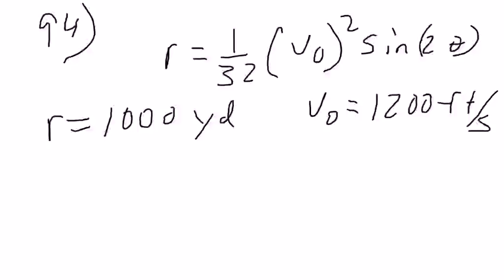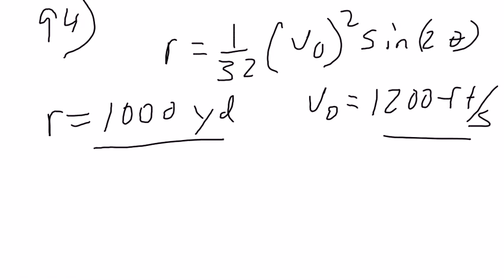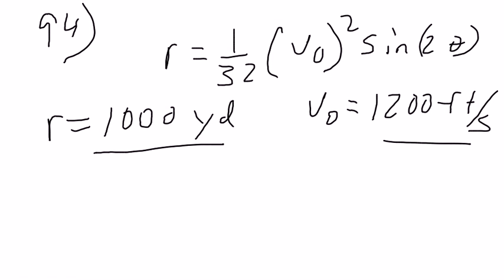Alright class, this is number 94. We have an initial velocity and we have a range that we want to get to. The one thing I noticed right away is that this is in feet per second and this is in yards, so we want to change them to all the same units. Either you could multiply this by 3 or divide this by 3.